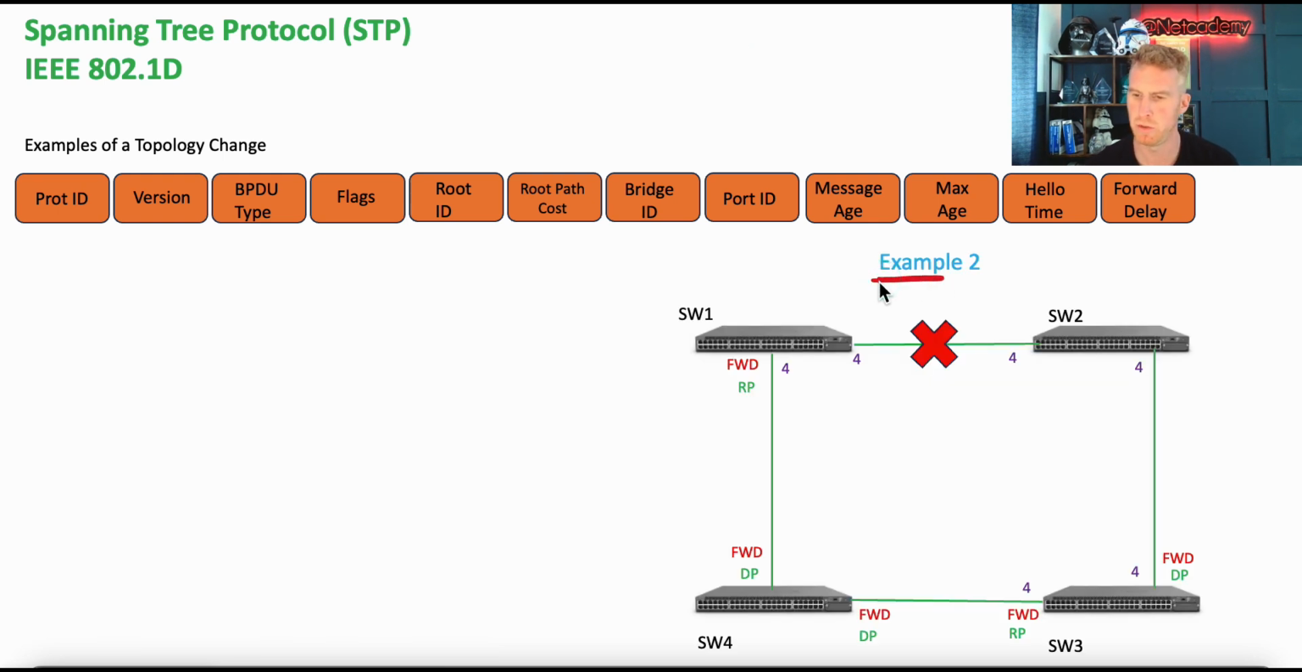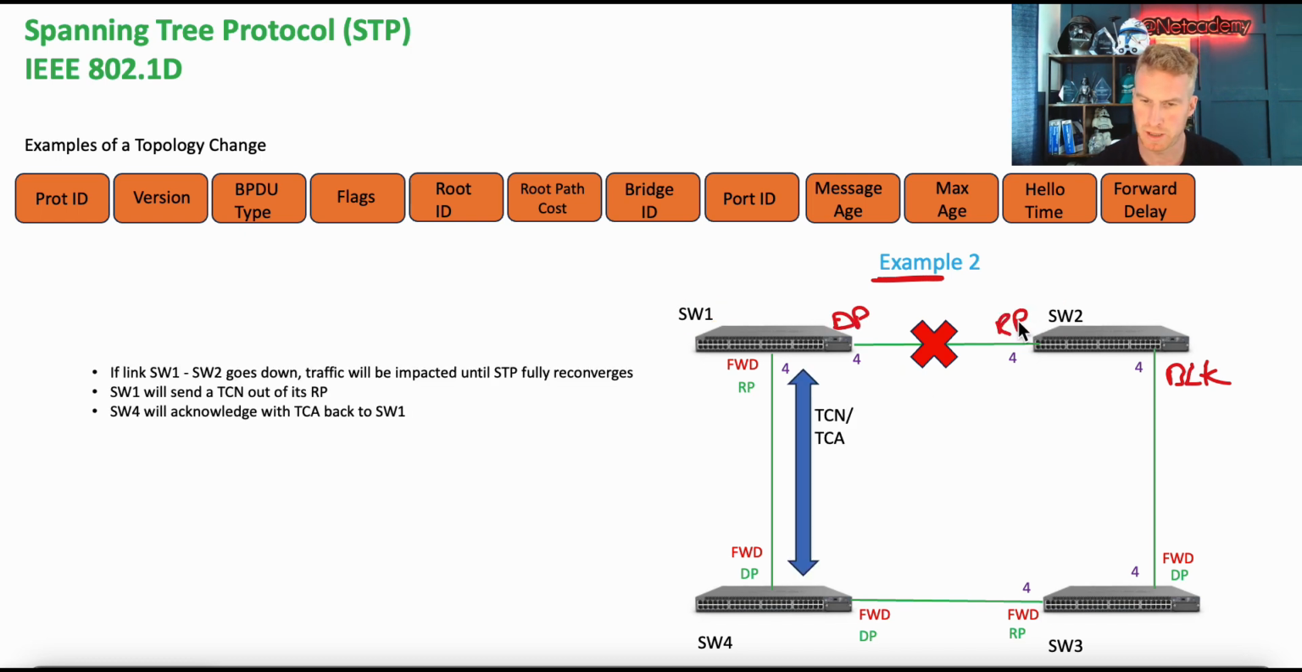Now we're moving on to example 2. What happens when, if this was blocking, I've removed it just for this illustration, what happens when the interface between SW1 and SW2, where this was a designated port and this over here was a root port, and both of these were forwarding, goes down? That's what we're going to explore here in terms of that topology change.